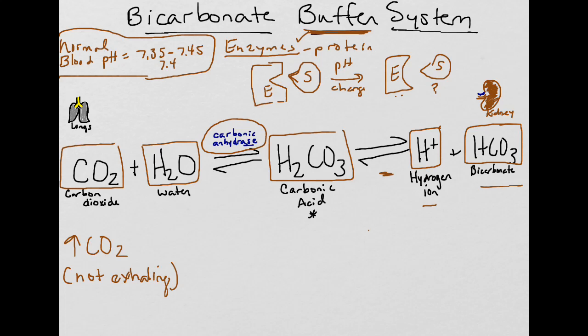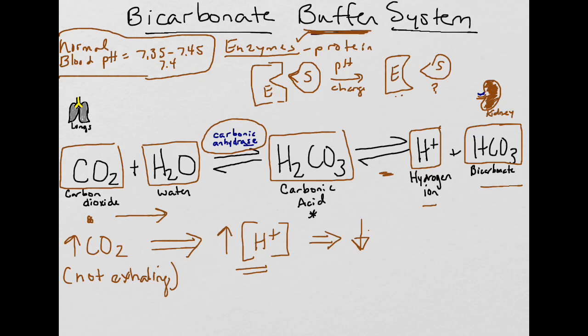So it's going to push it in the direction towards the hydrogen ions. So the result will be an increase in hydrogen ion concentration, because we're feeding this side of the equation. It's going to push this reaction in that direction. Okay? And if we increase hydrogen ions, we know that what will that do to pH? Hydrogen ions are acid, right?